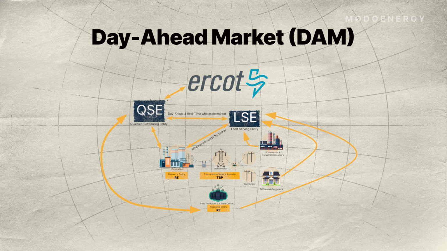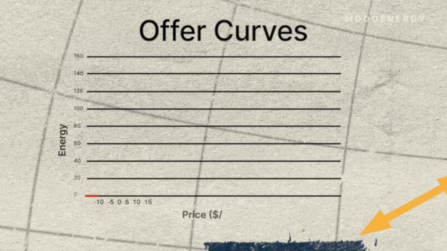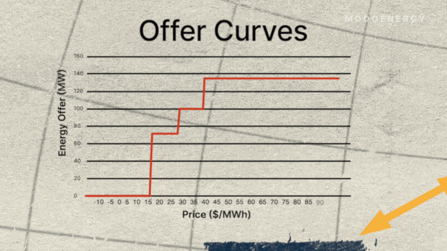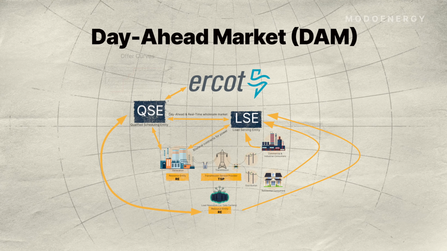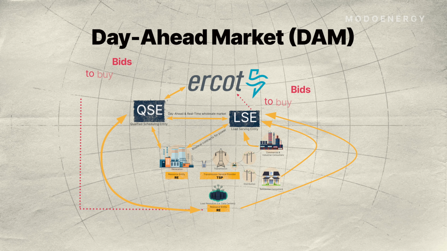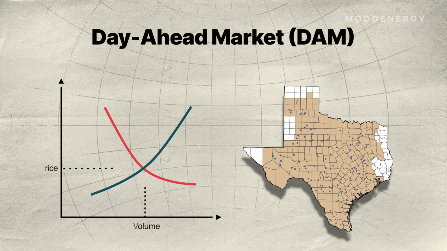QSEs, representing generators, submit offer curves to sell certain amounts of power at specified prices. And LSEs and load resources submit bids detailing the price and quantity of power that they want to buy. The price of power at each settlement point is then determined by the intersection of these supply and demand curves.